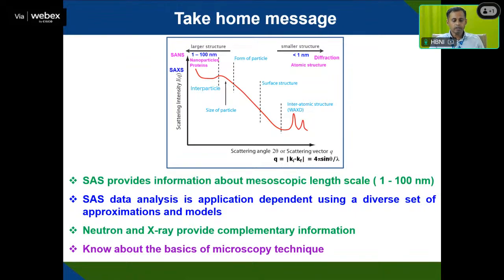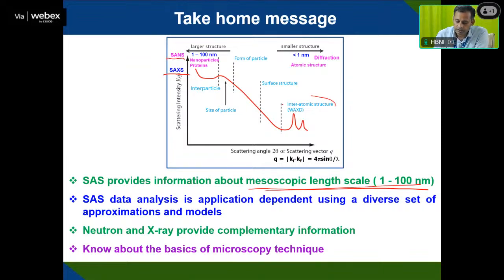So today, in today's lecture, what we covered was small angle scattering studies. That's mainly two things: one is small angle neutron scattering, another is small angle X-ray scattering. We have discussed these two, and these two techniques are complementary to each other. Small angle X-ray provides information about the mesoscopic length scale, that is 1 to 100 nanometers.